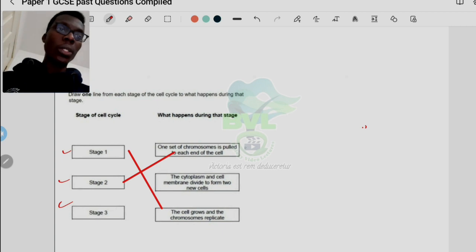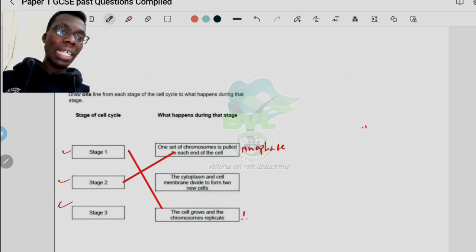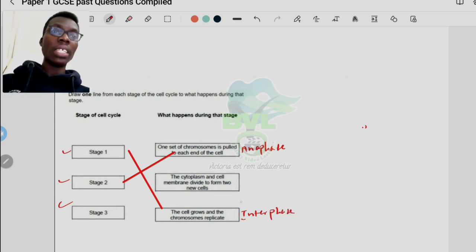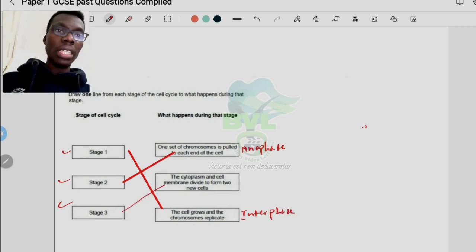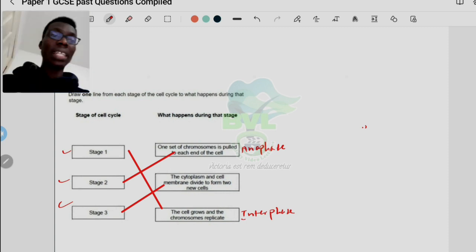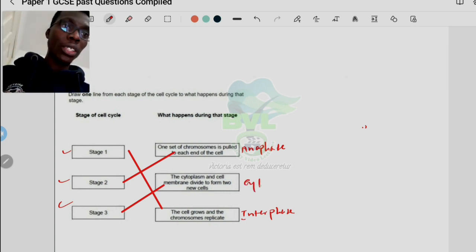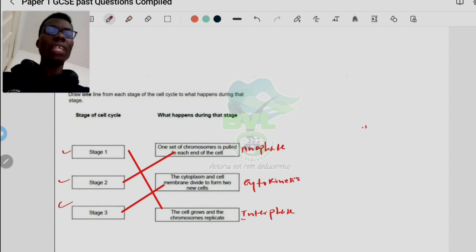Actually, this is called anaphase. Then this one is called interphase. This is under a stage called interphase. Then the last thing that happened is the cytoplasm and the cell divides, and that process is called cytokinesis. All right, so let me give a quick overview.